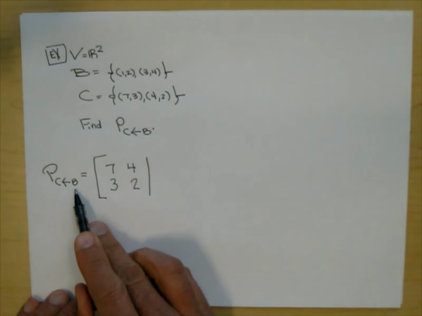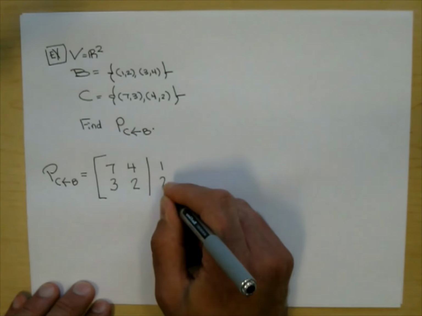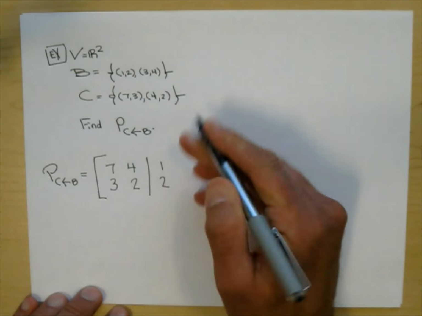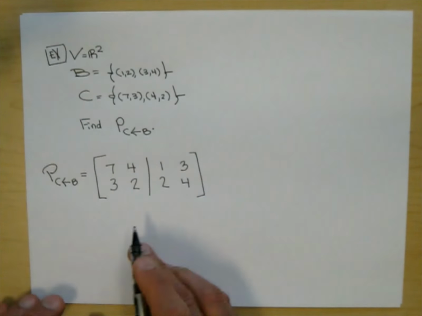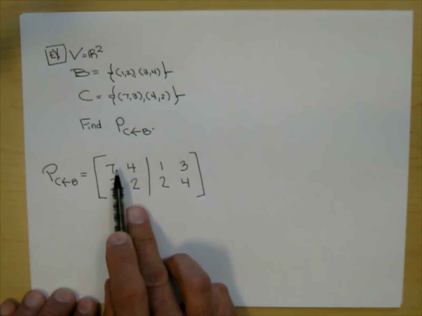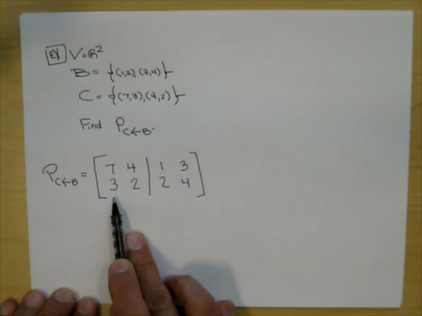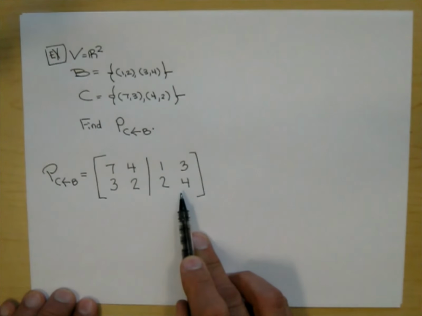And then we put the vectors of ordered basis B over here. So this is 1, 2, and then 3, 4. What do you do with this matrix? You do row operations until you end up getting the identity there. When you do that, you'll end up getting the answer right here. That's called your change of basis matrix.